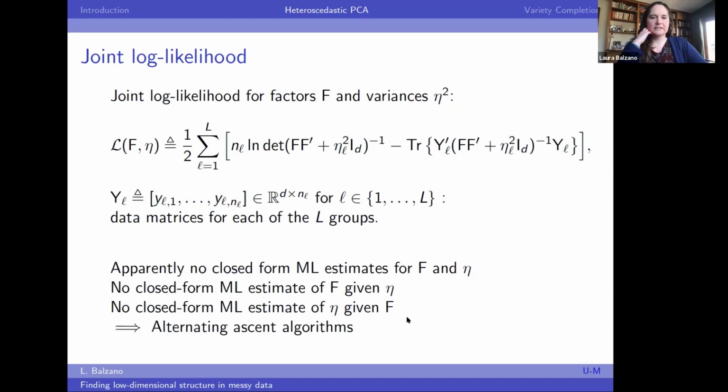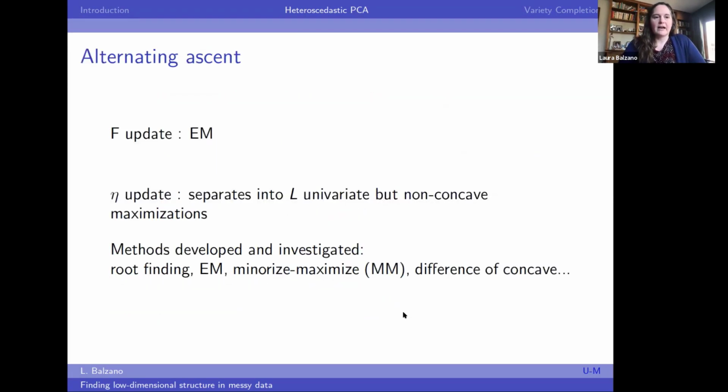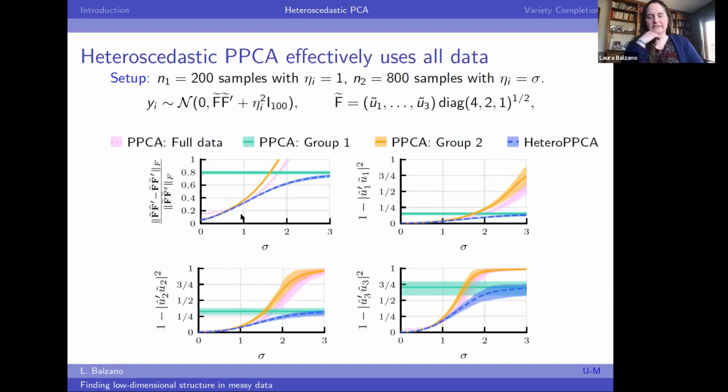But this slide is just to say that we see that there's no closed form estimate for this F matrix, the factor matrix, and the noise variances eta. And in fact, even if we're given the noise variances, F is not closed form and vice versa, okay? So we decided to apply alternating ascent algorithms to this problem. For the F update, we use EM, and for the update of the noise variances, we tried a variety of different techniques, root finding, EM, MM, and I'll show you some of those in a later slide.